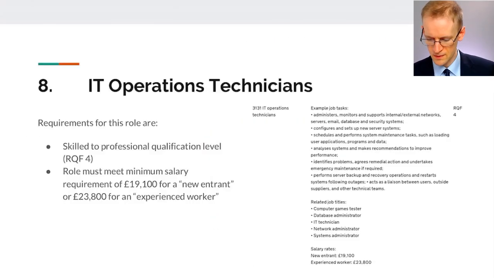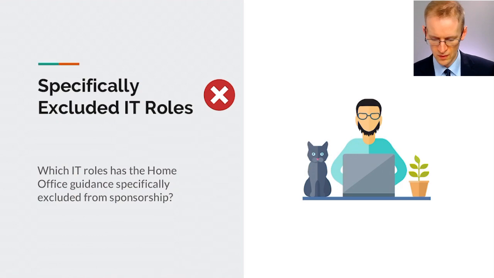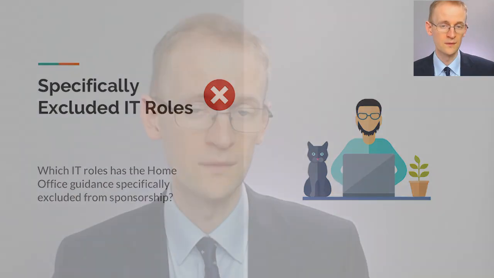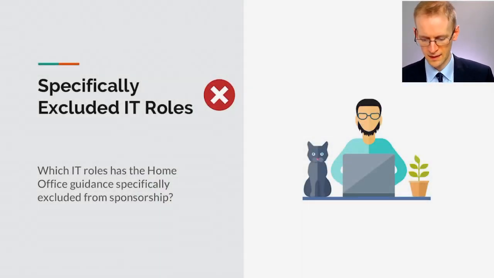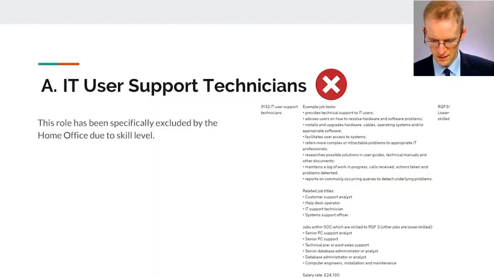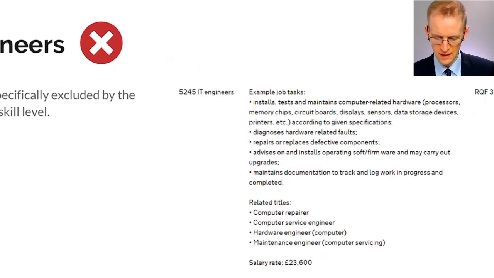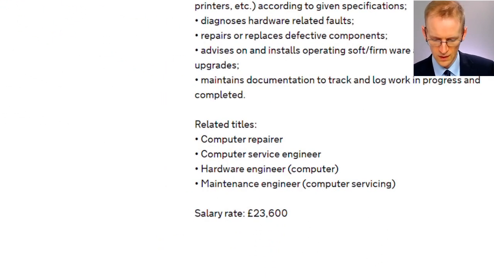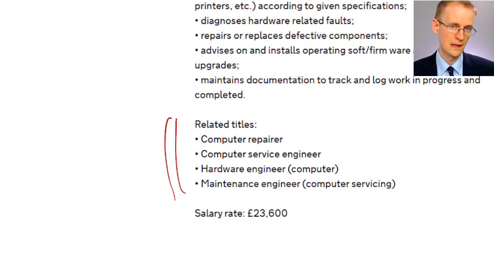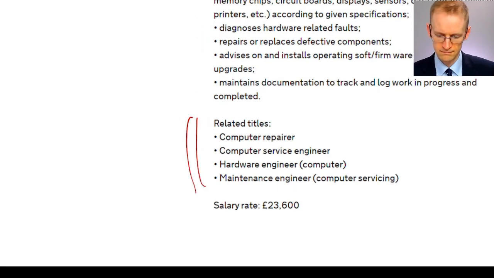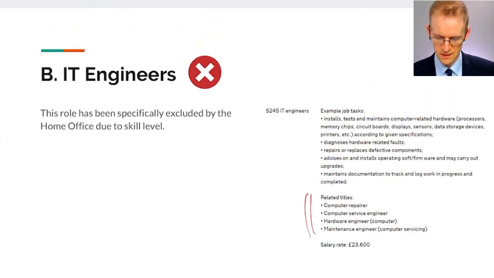And then now we come to the excluded roles. So which roles do not count? Basically, if they're not on the list, then they're not eligible. But there are specific ones that are highlighted. And I pointed out the difference between hardware and software. If you look at this one, IT engineers, which again does not qualify for a work visa, the related titles are computer repairer, computer service engineer, hardware engineer and maintenance engineer. So that software hardware distinction is pretty clear there.